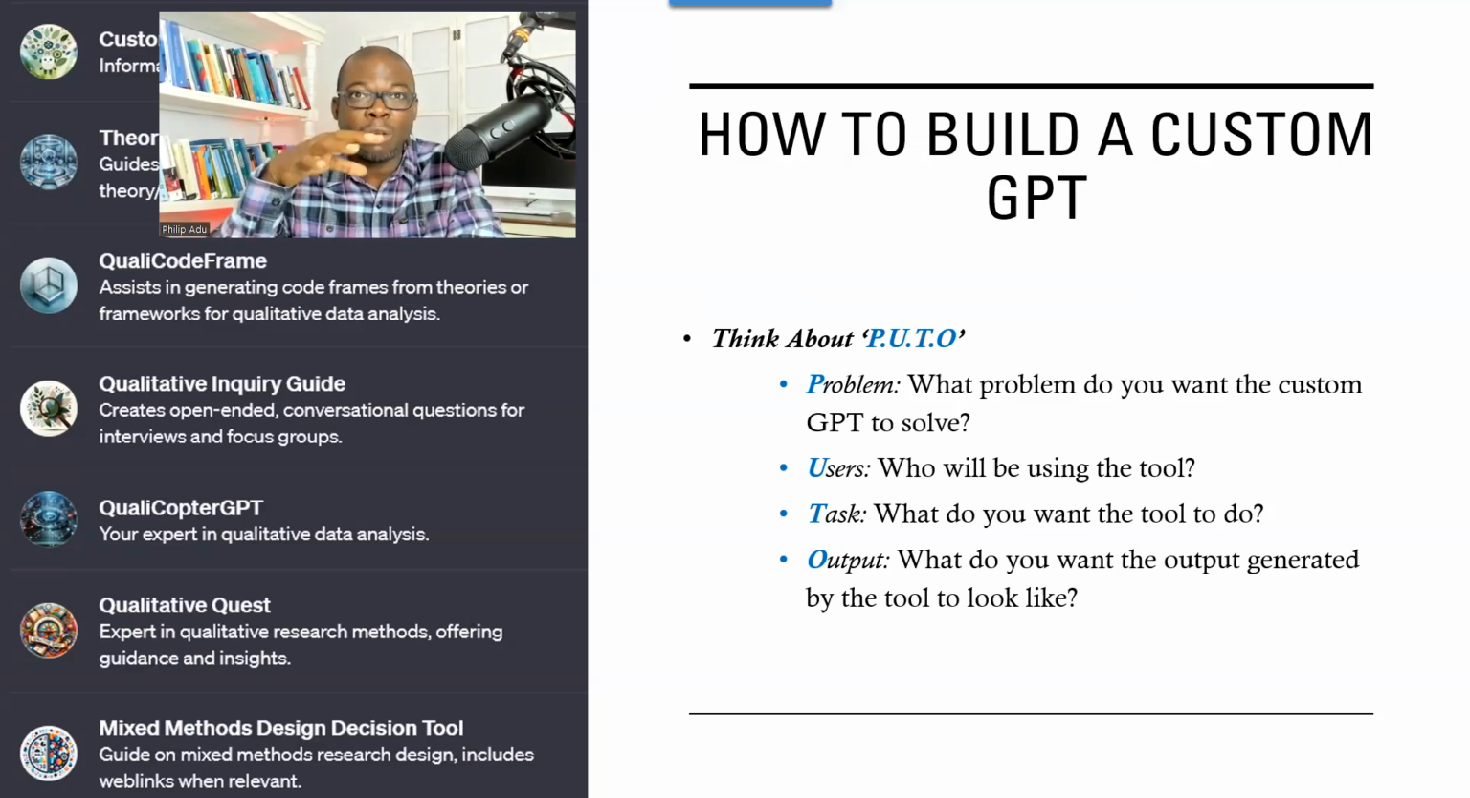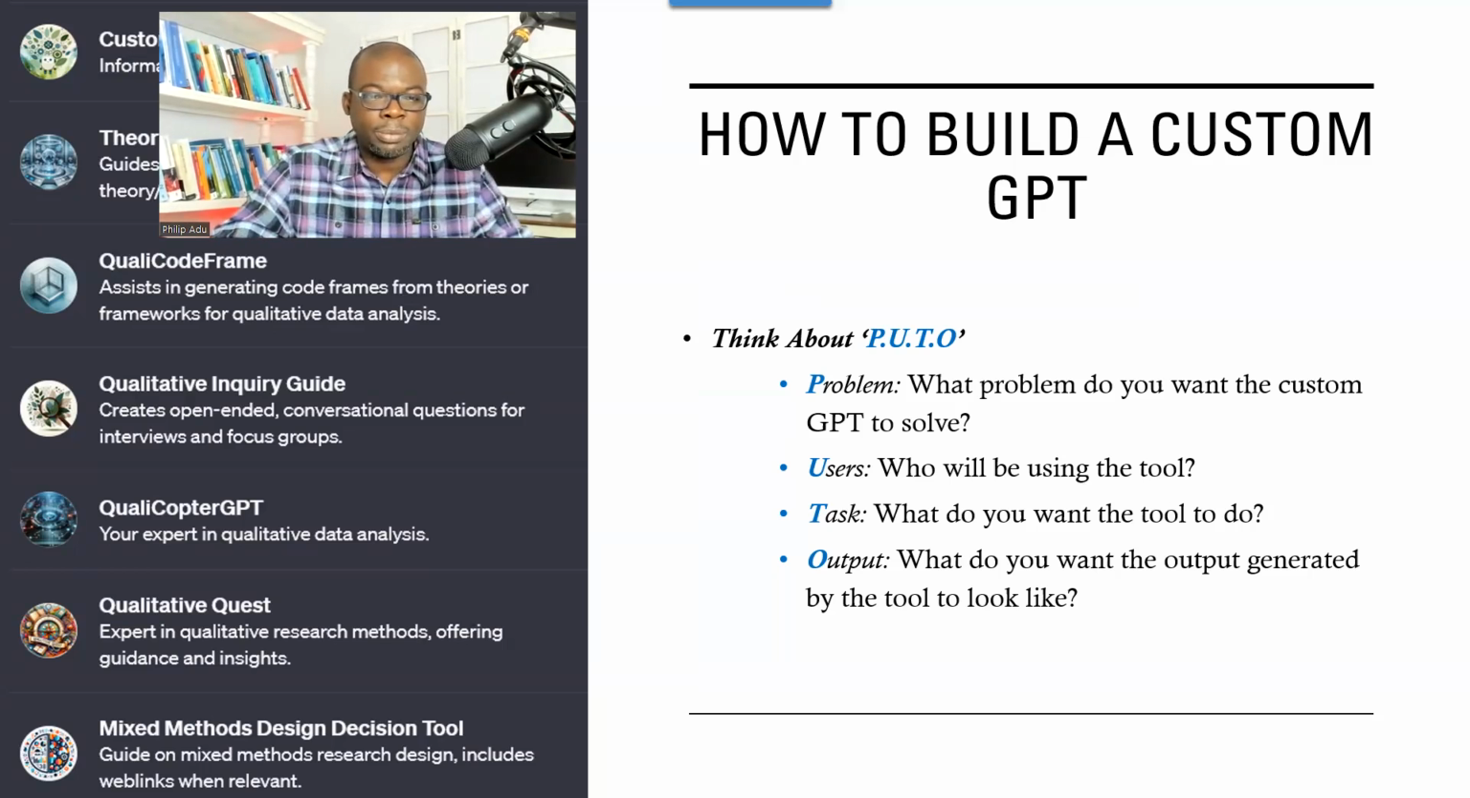And the last one is the output. What do you want the output to look like? Do you want it to look like a bulletin form in terms of generating research questions? Do you want the system to generate maybe 20 questions at a time or 10 questions at a time? What do you want to see? What do you want users to consume? So having this information at the beginning is very good before you start building. This is the basic information.